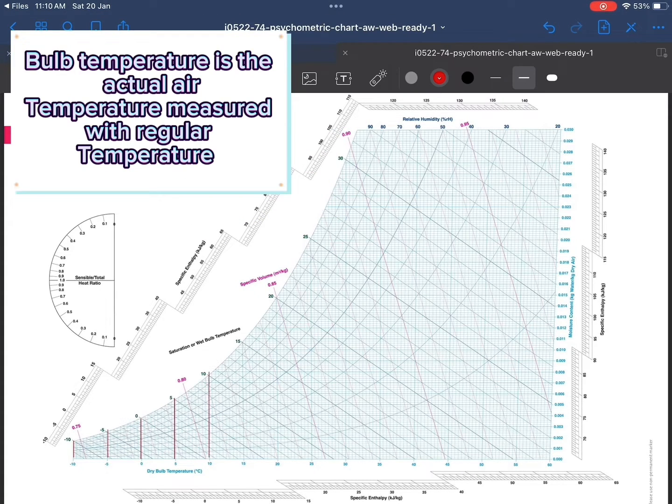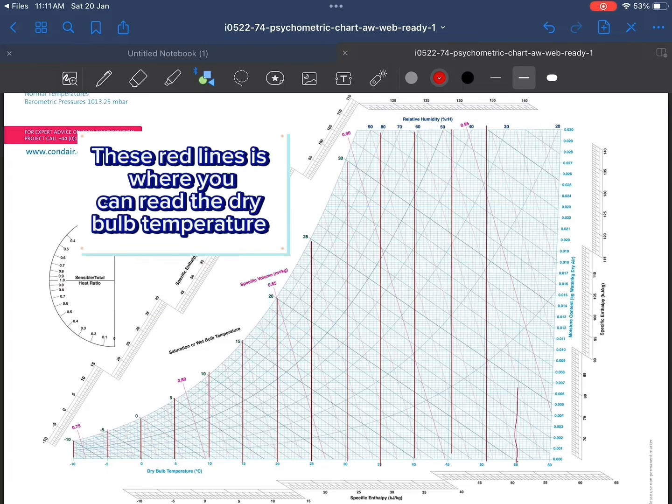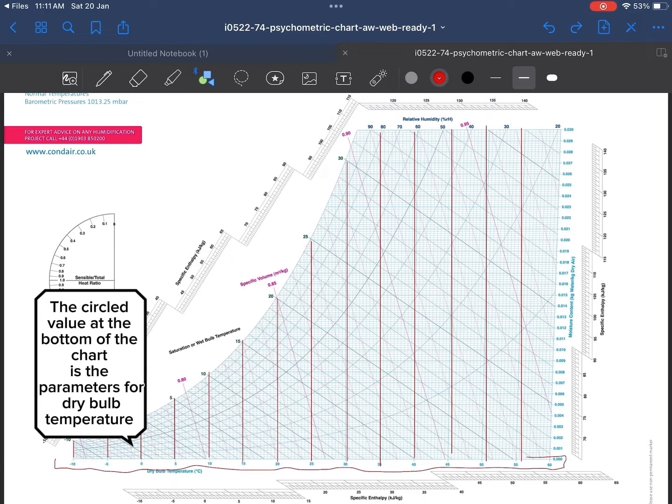First one is dry bulb temperature, which is the actual air temperature measured with a regular thermometer. The horizontal axis of the chart represents dry bulb temperature. These red lines are where you can read the dry bulb temperature. The circled value at the bottom of the chart is the parameter for dry bulb temperature.